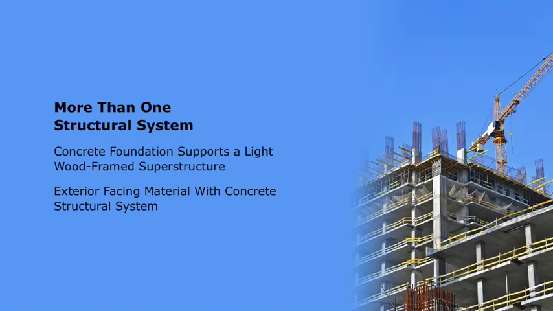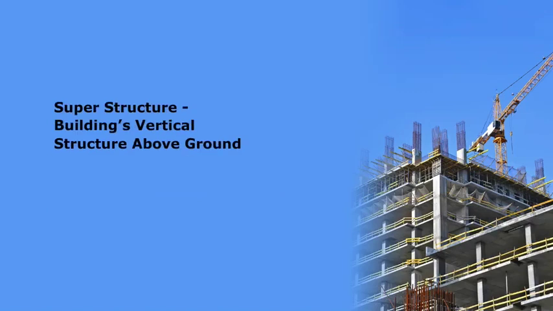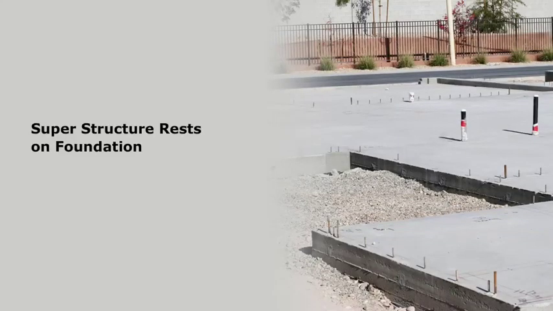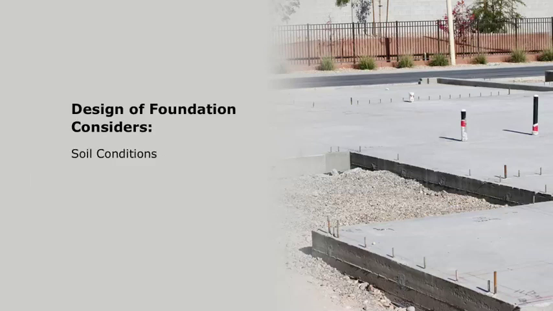A building's vertical extension above ground is called its superstructure, which includes the columns, beams, and load-bearing walls that support the floors and roof structures. A building's superstructure rests on its foundation. The foundation, in turn, is supported by the earth below and surrounding it. Soil conditions, the presence of water below the surface, and the characteristics of bedrock below are all taken into account in the design of the foundation.